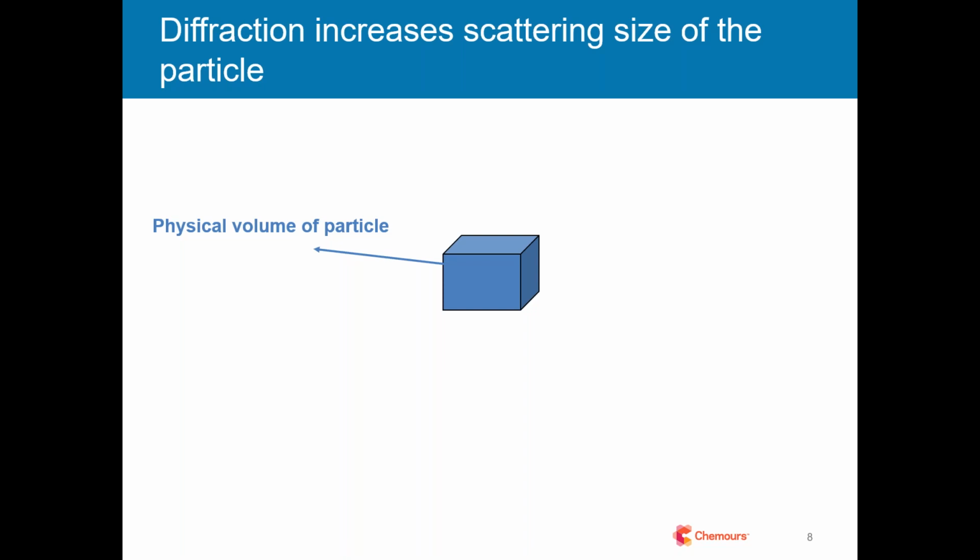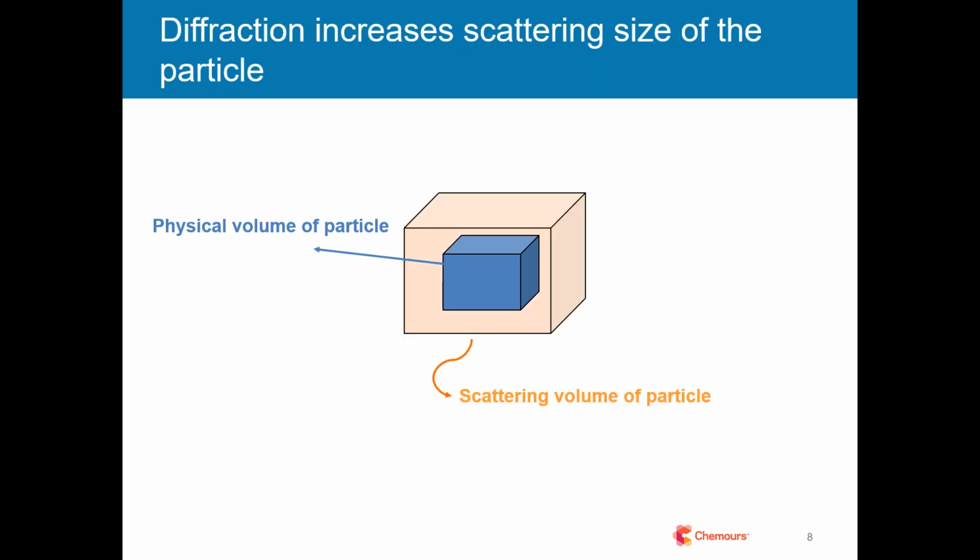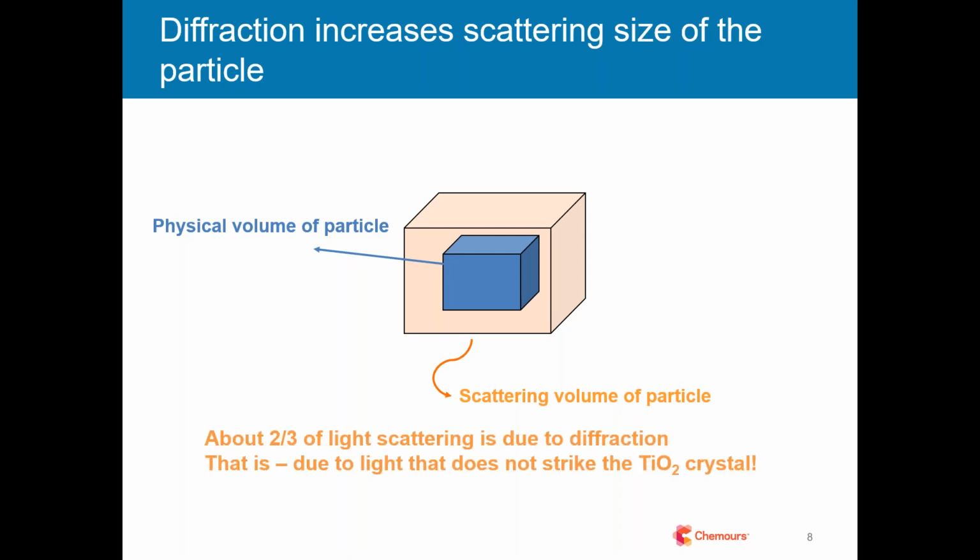As the light doesn't need to hit the titanium dioxide crystal, but just needs to come in the neighborhood of it, the scattering volume is not the physical volume of the particle, but a volume which is much larger than strictly the volume of the titanium dioxide. And this is indicated here in the orange cube. Now we can calculate that about 2/3 of the light that is scattered is actually due to diffraction. And that means that this light actually never was in contact with the titanium dioxide crystal.